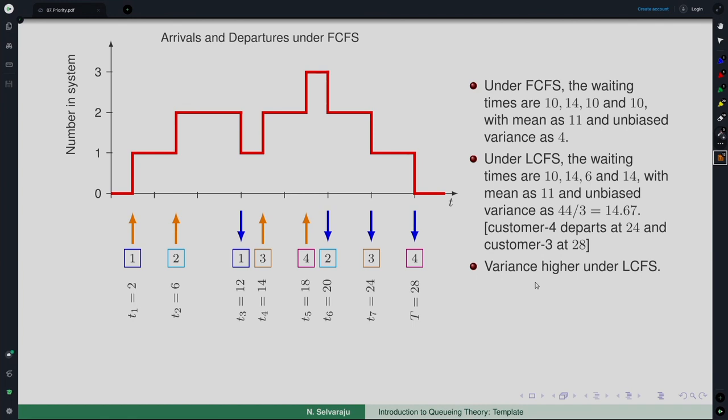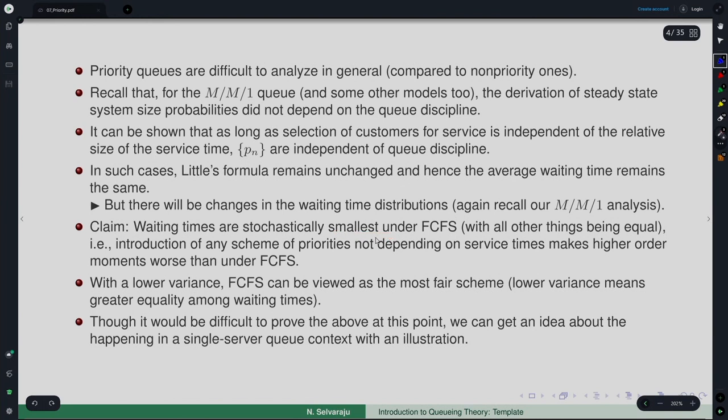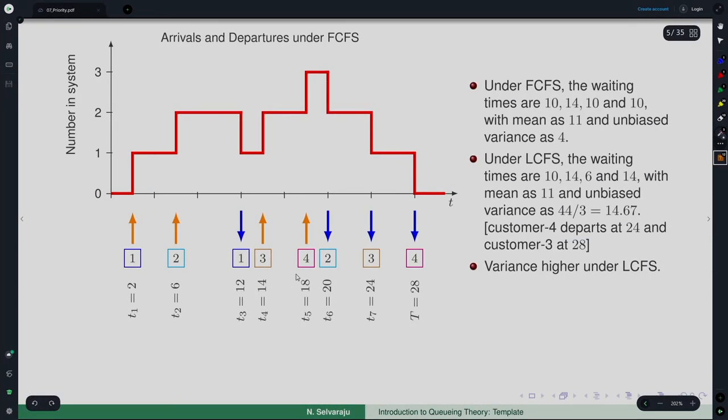The claim is basically in terms of the distributions you are talking about, but that would imply that it will have higher order moments worse under any LCFS or priority schemes than it was under FCFS. That is what it would mean, and that means it becomes some sort of unfairness in the system. But this is always a question about fairness in the system and the queue discipline. This is always of a conflicting nature.